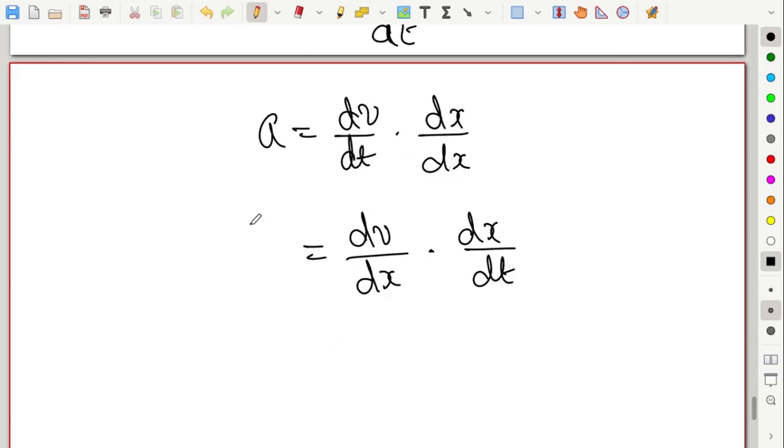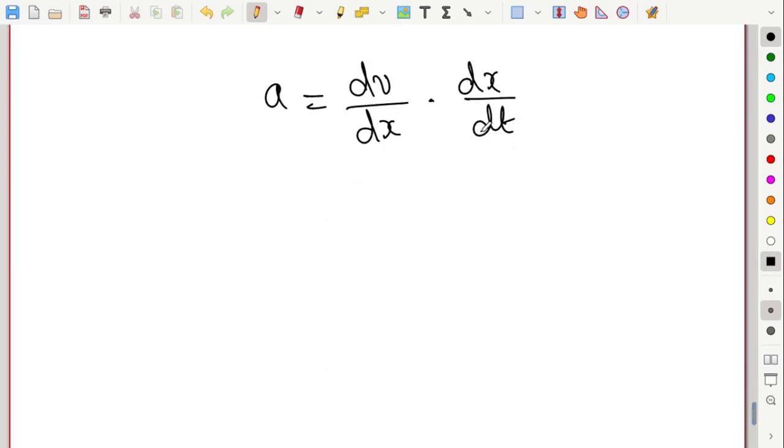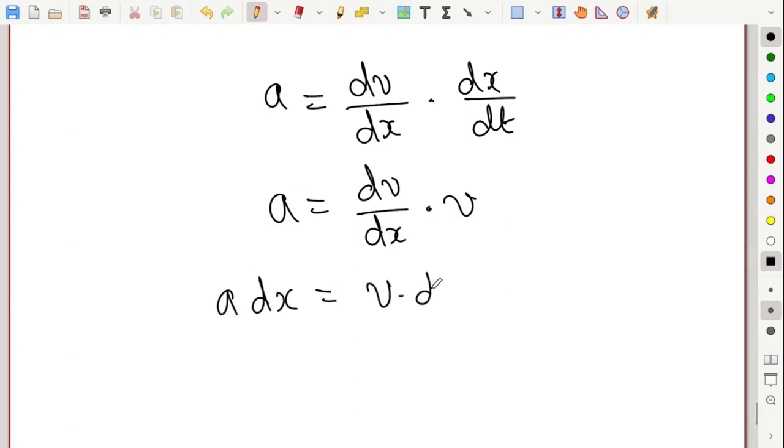Okay, so what do we have on this side? I have acceleration. So we have acceleration here. Here dx by dt is nothing but our v, by the definition of velocity. Therefore a equal to dv by dx, I write it as it is, into dx by dt, and in place of that I put the value of v. Okay, so now I take this dx to this side. So a dx equal to v dv is what we have.